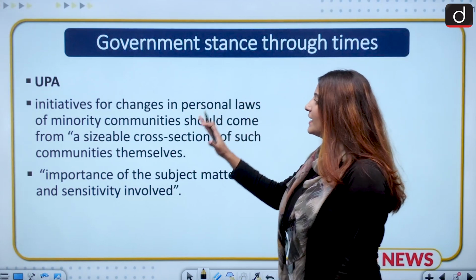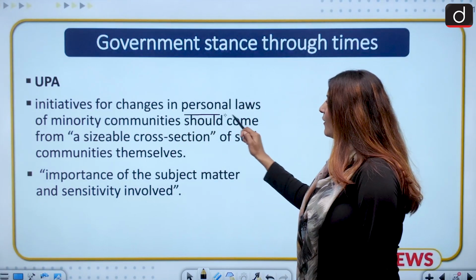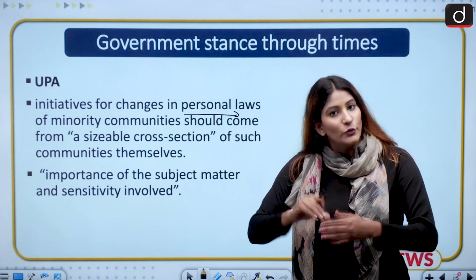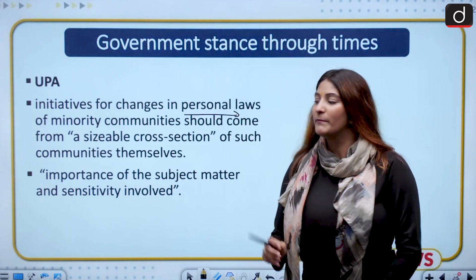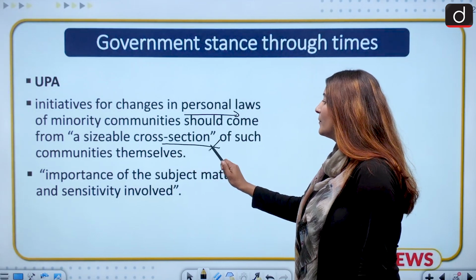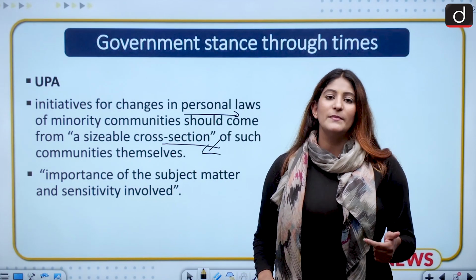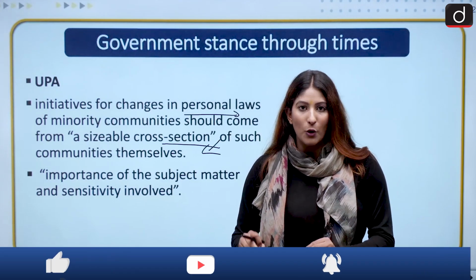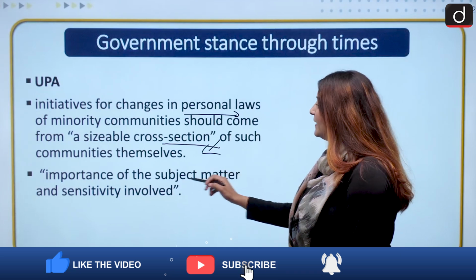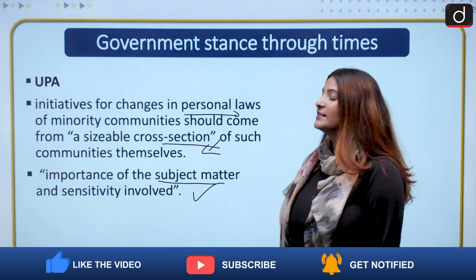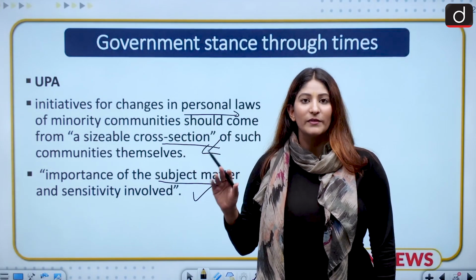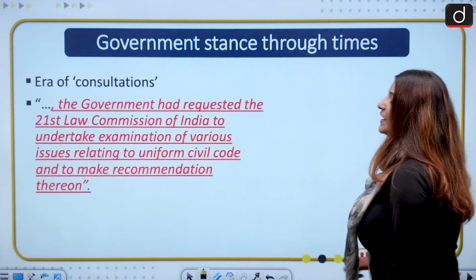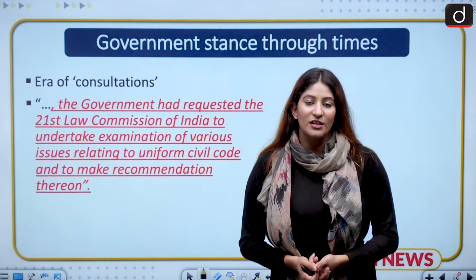That was the stand. In the case of the UPA government, initiatives for change in personal laws of minority communities should come, if not from the entire community, then from a sizable cross section of such communities themselves, because it has seldom been seen that if any social change is enforced through laws, it doesn't backfire. The importance of the subject matter and the sensitivity involved in Uniform Civil Code implementation is the main reason, because it is very sensitive. In India, people are very attached to their religion and customs.